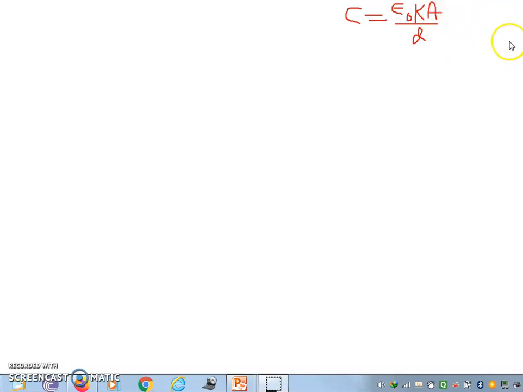But if the dielectric slab or dielectric medium is paper or mica or glass, then K has a value more than 1. For metal, K is infinite, right? So K is infinite for metal and K is 1 for air or vacuum. It means K varies from 1 to infinity, right?